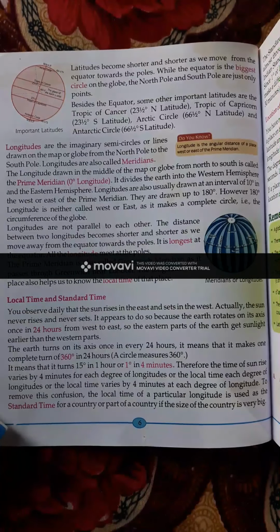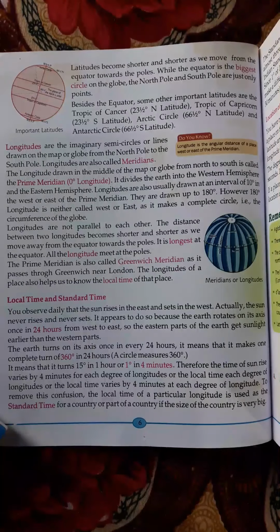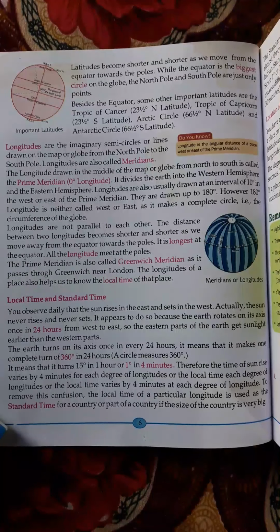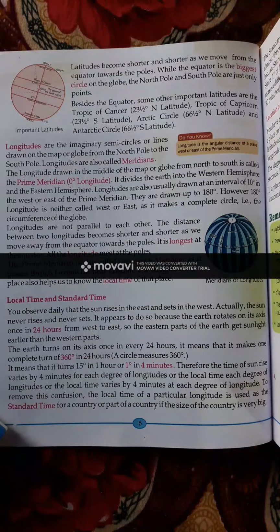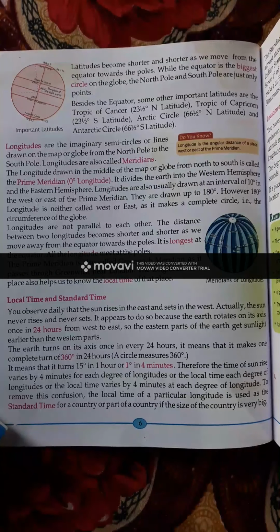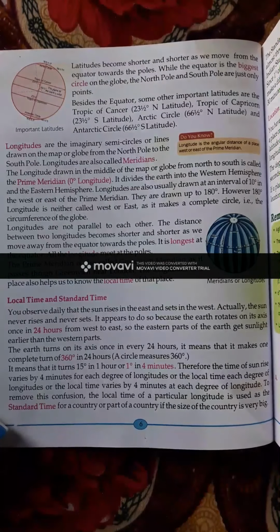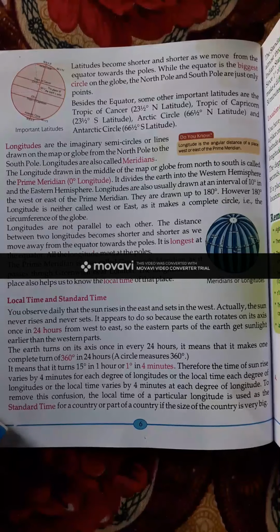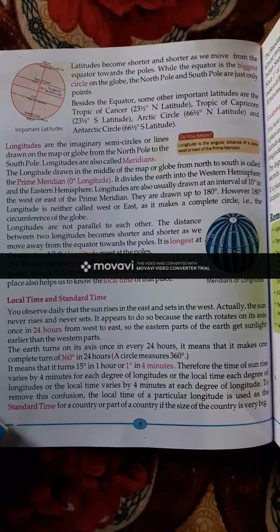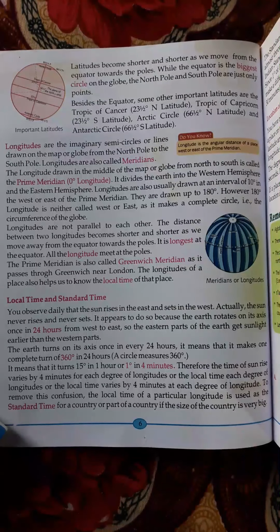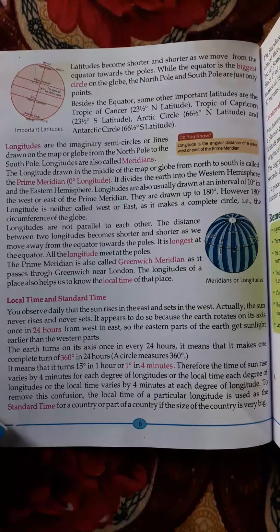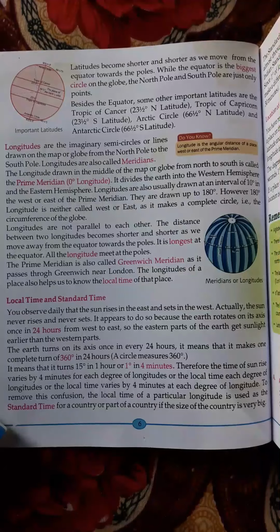Longitudes. Longitudes are the imaginary semicircles or lines drawn on the map or globe from the North Pole to the South Pole. Longitudes are also called meridians. Which are called meridians? Longitudes are called meridians. The longitude drawn in the middle of the map or globe from north to south is called the prime meridian.